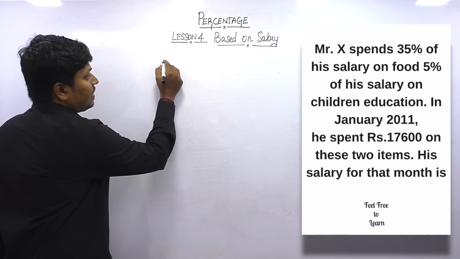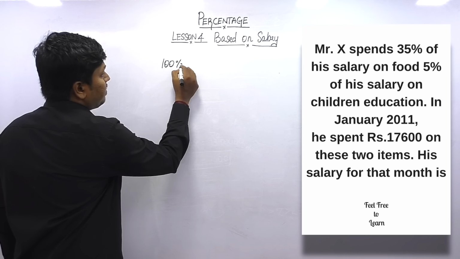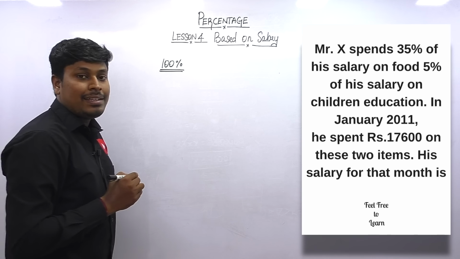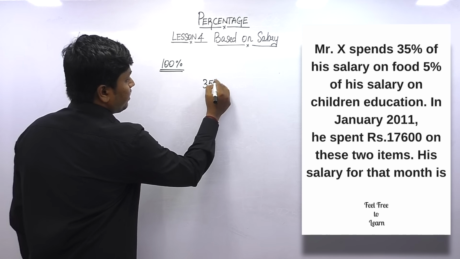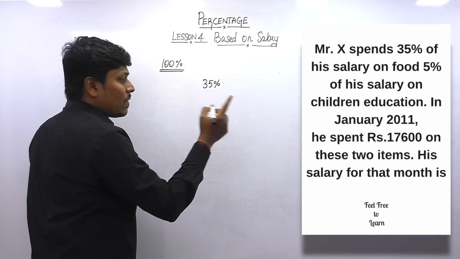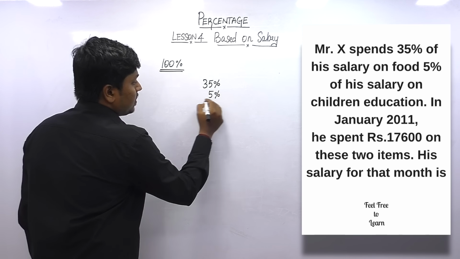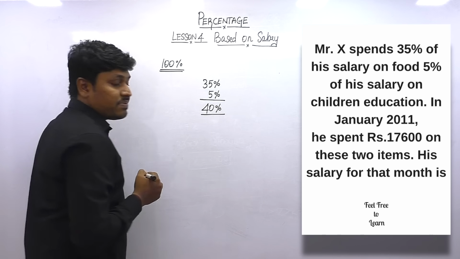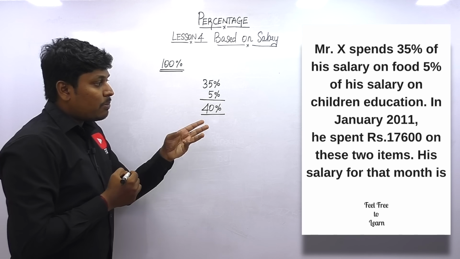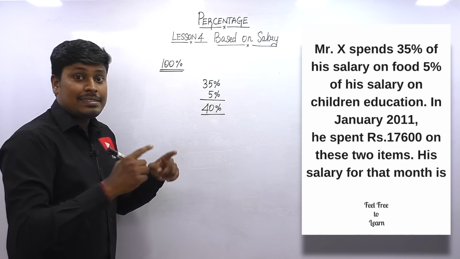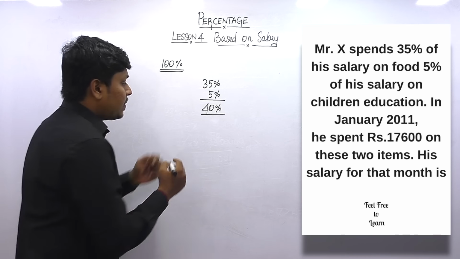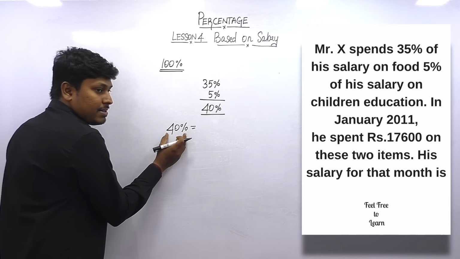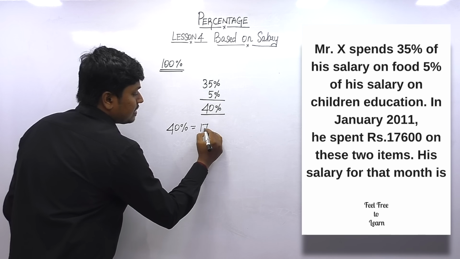So we can keep a base value, 100% is Mr. X's salary. From this salary, he is spending 35% on food and another 5% on children's education. So totally the percentage that he is spending is 40% of his salary, and we know that the amount 17,600 is the amount that he spends. So this 40 percent will be 17,600.